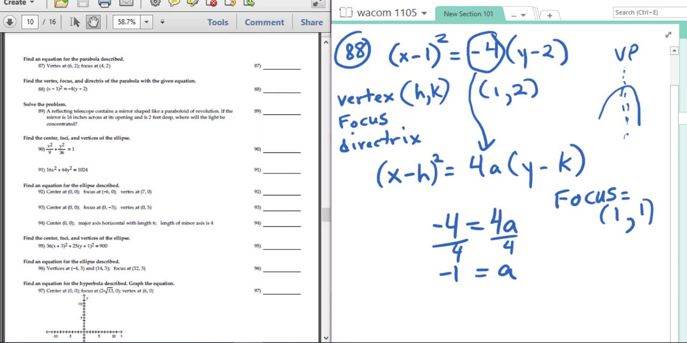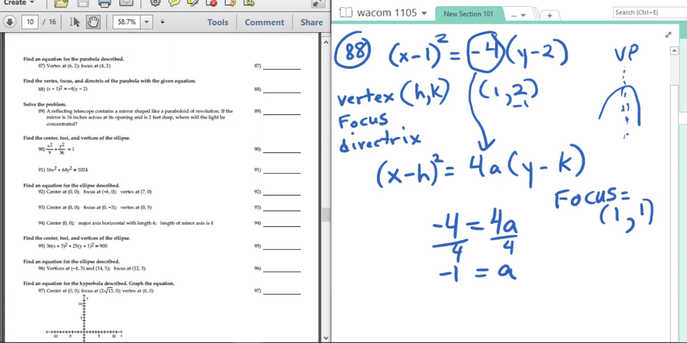Right? So it's going to be vertical. That's our main axis. So I had to take it from the y. So I did minus 1. That was the distance, because that's our a. That's the distance from the vertex to the focus. This point stayed the same because they're going to line up.